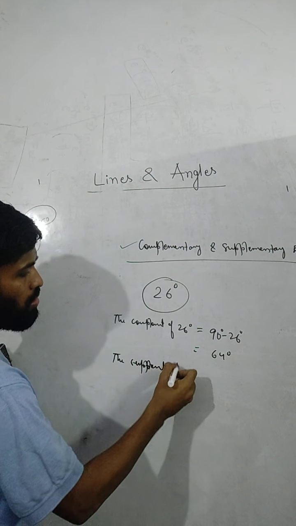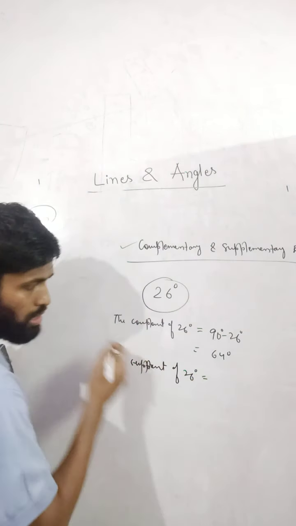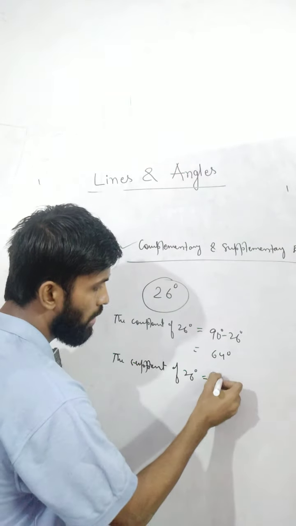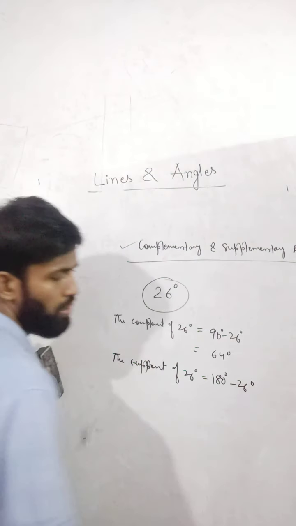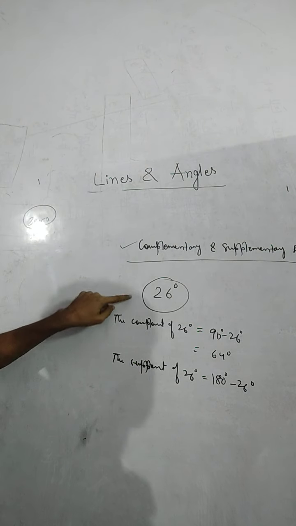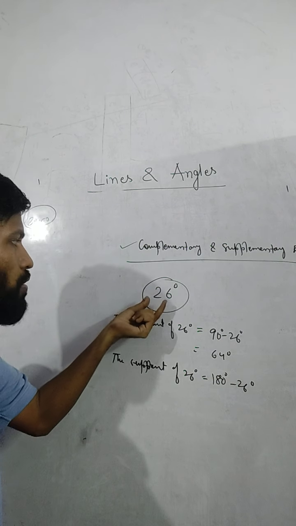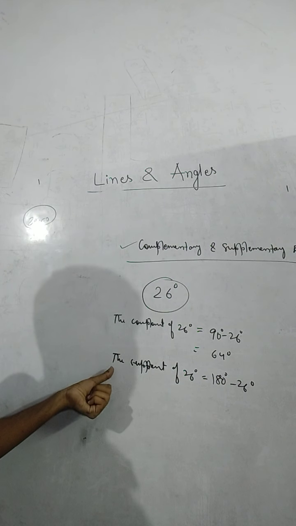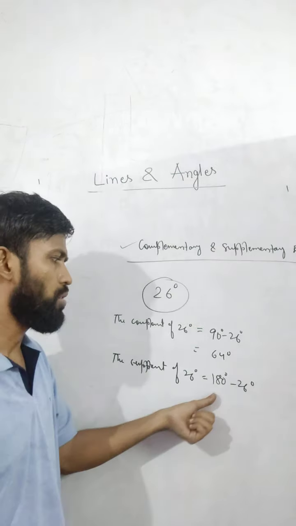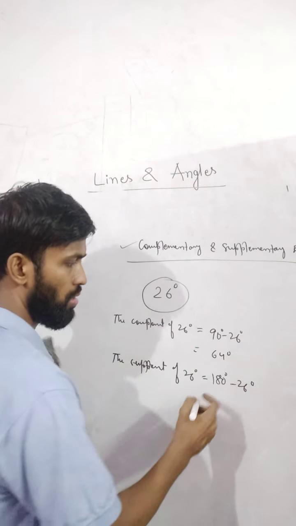The supplement of 26 degree is equal to, what is it? 180 degree minus 26 degree, right? If the question is find the supplement of 26 degree, the answer would be the supplement of 26 degree is equal to 180 degree minus 26 degree, right?